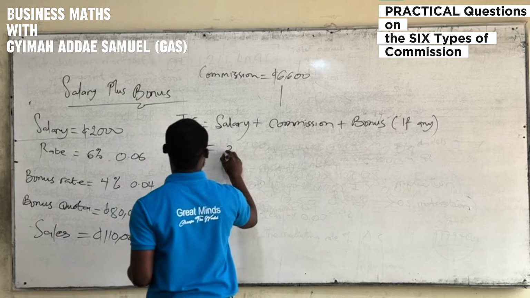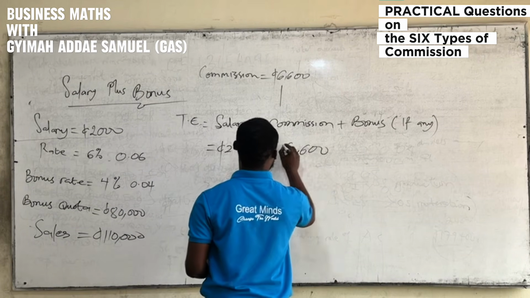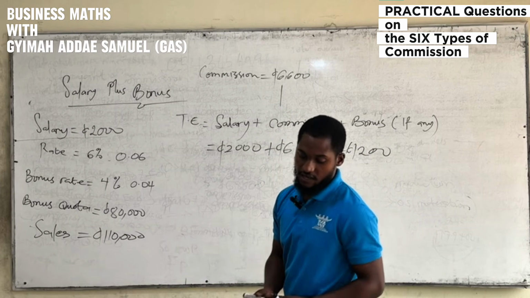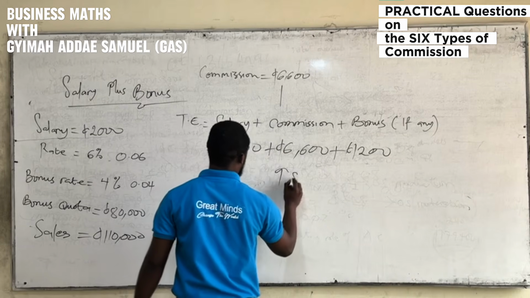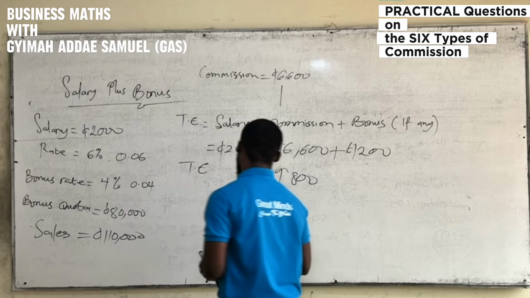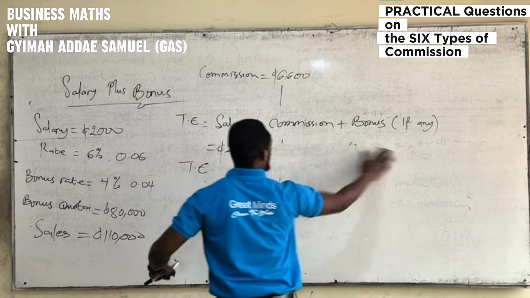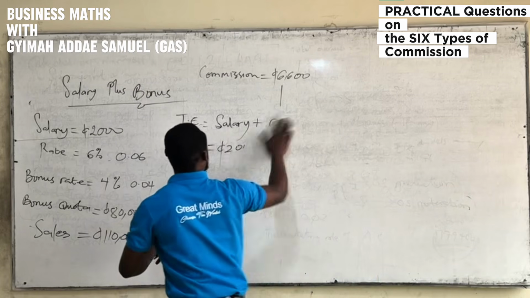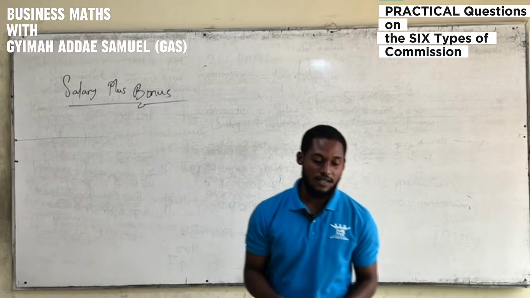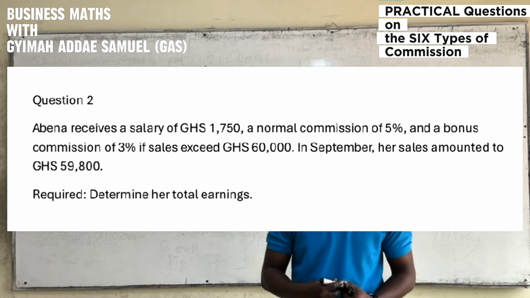So the salary here is 2,000 Ghana cedis. The commission is 6,600 Ghana cedis, and the bonus is 1,200 Ghana cedis, getting 9,800 Ghana cedis as your total earning. We move on to the next question, which is: Abena receives a salary of 1,750.